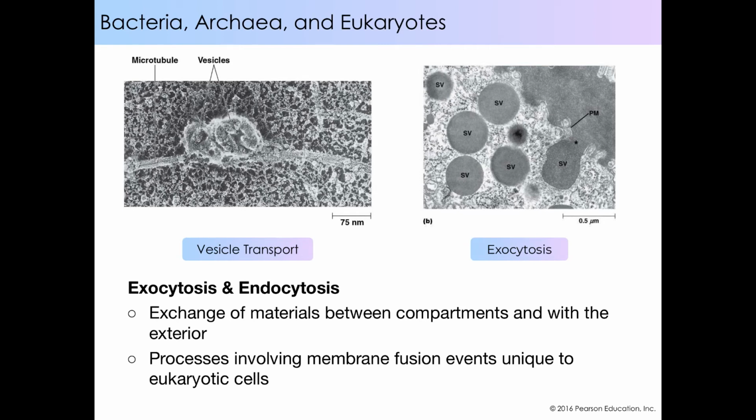Now, in addition to these processes, eukaryotic cells also make use of internal vesicles to transport material along cytoskeletal fibers inside of the cell. Obviously, bacteria have to be able to exchange material with their environment, but they do this through the use of transport proteins in their plasma membrane, which are also present in eukaryotes.